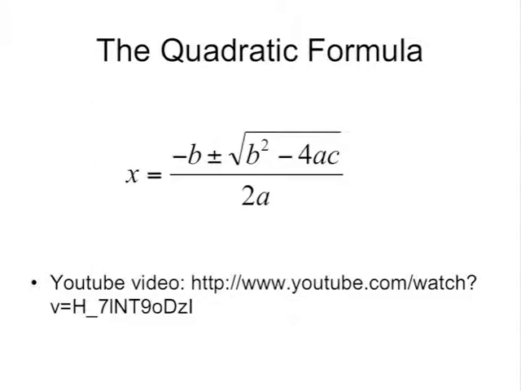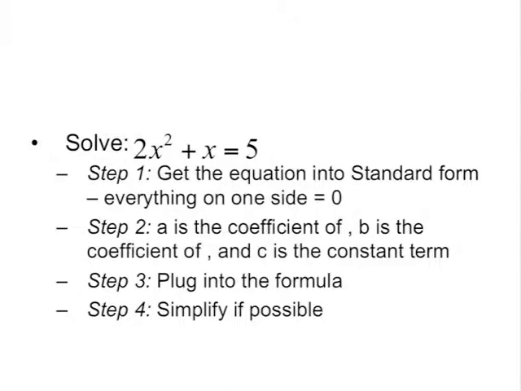All right, so we are going to use that formula to solve problems. Our first step is we need our equation in standard form, which means we need everything on one side and just 0 on the other, just like we did for factoring. So we will subtract the 5 over so that everything is on the same side.